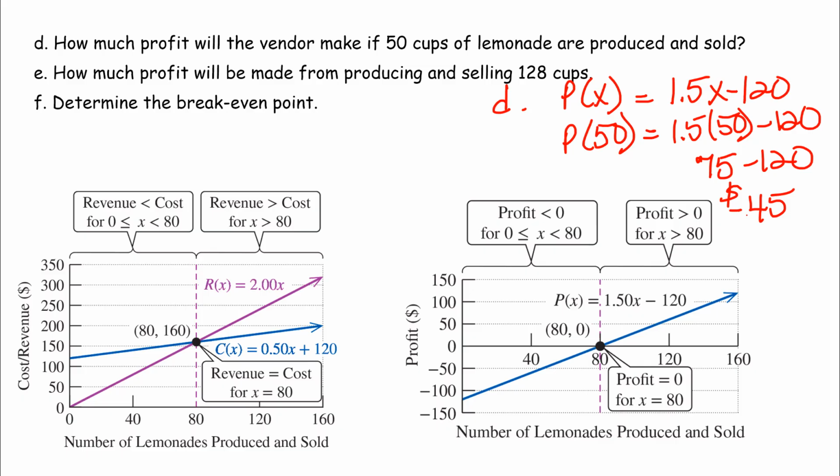So he needs to get on the ball if he wants to make a profit, because it's not easy to make a profit selling lemonade. He's already paid out that $120. He's paying for all those lemons and whatnot. He needs to sell more cups than that.